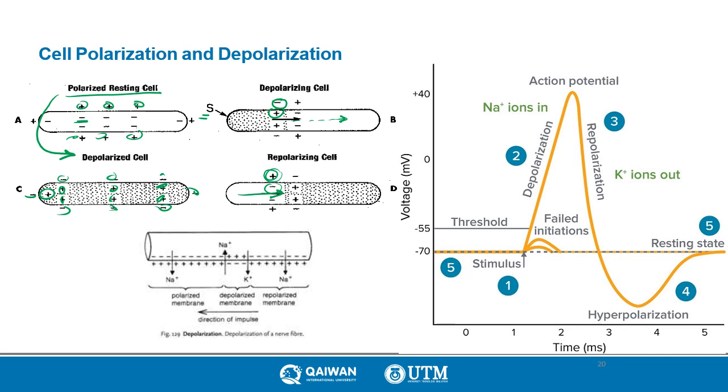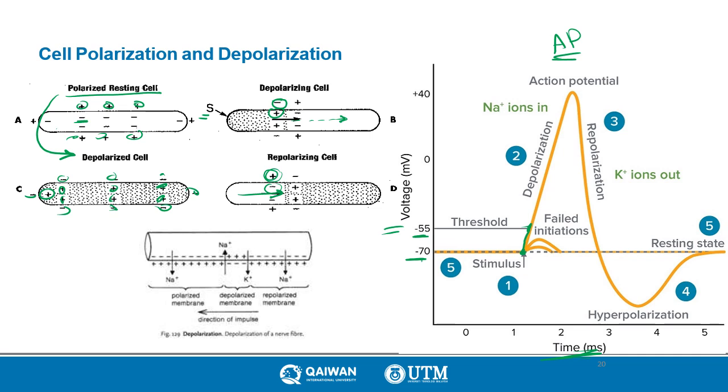We can see here in this diagram of time versus voltage, time in milliseconds and voltage in millivolts, this is the resting voltage. It will be minus 70 millivolts. When a stimulus takes place, if the stimulus is high enough to cross the threshold, which is minus 55 millivolts, an action potential, AP, will be generated.